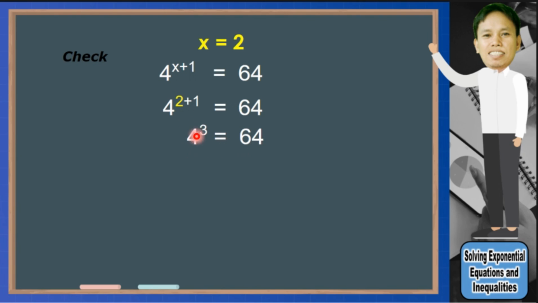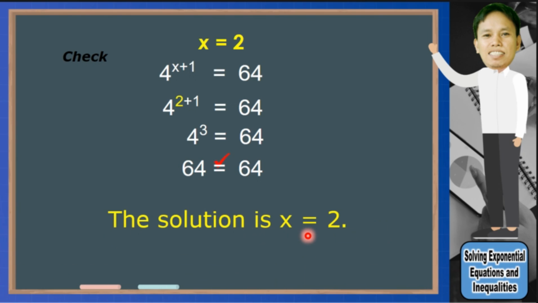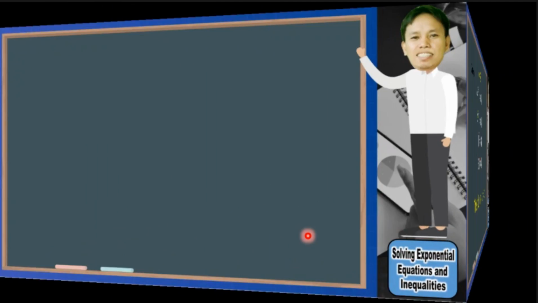Then, simplify 4 to the power of 3. Then, 4 to the power of 3 is 4 times 4 times 4. That is 64 is equal to 64, and that is check. So, the solution is x is equal to 2. So, let's have another example.